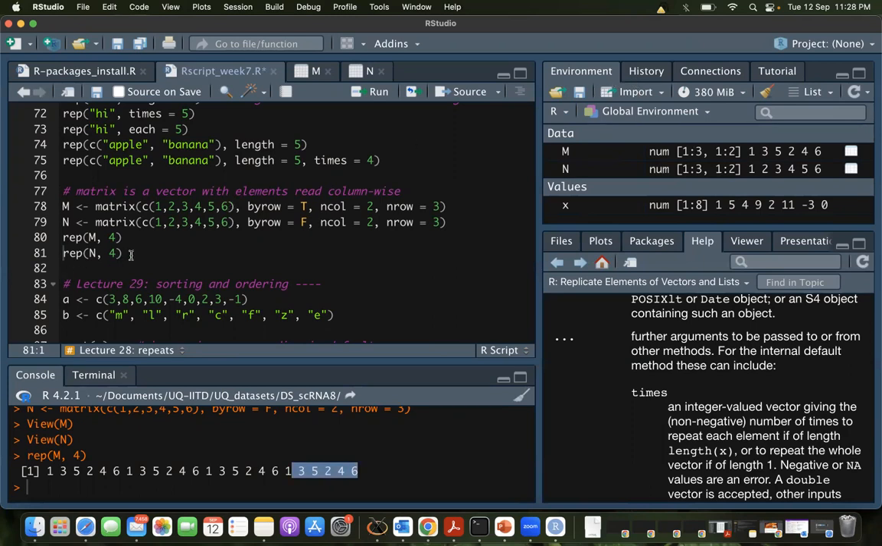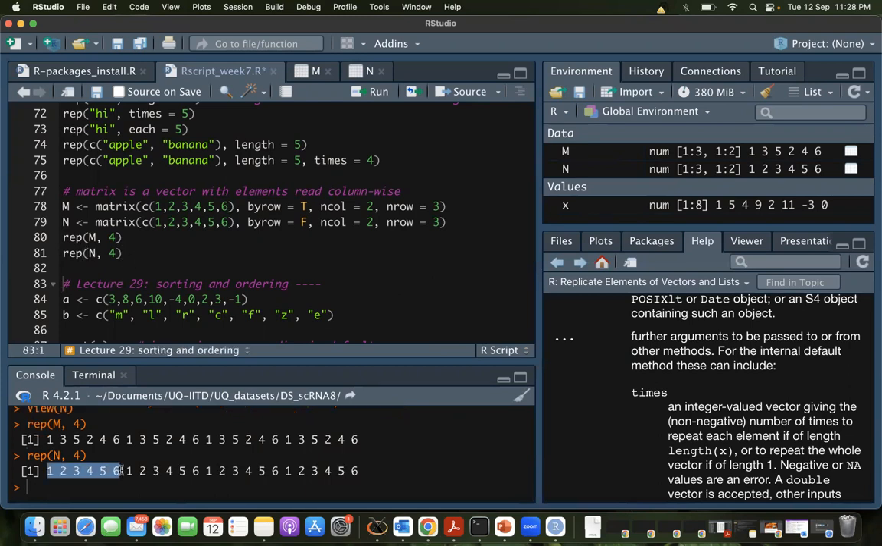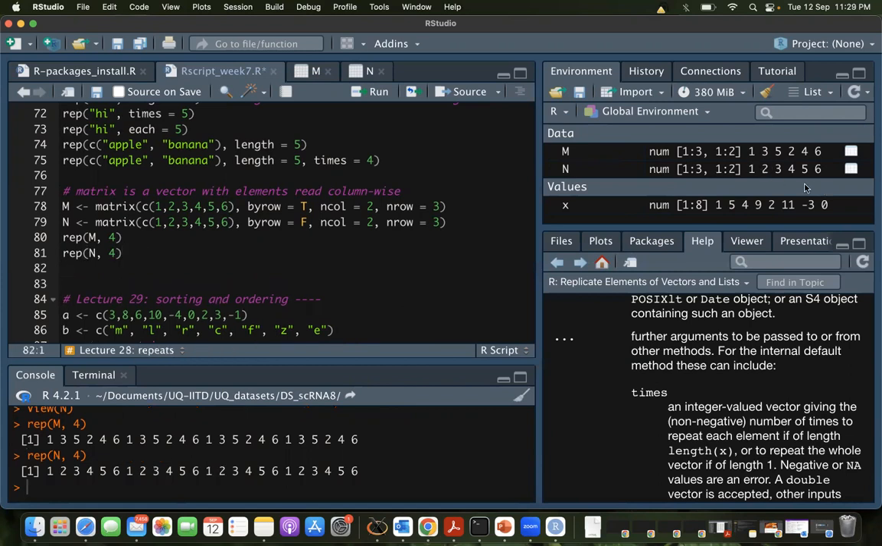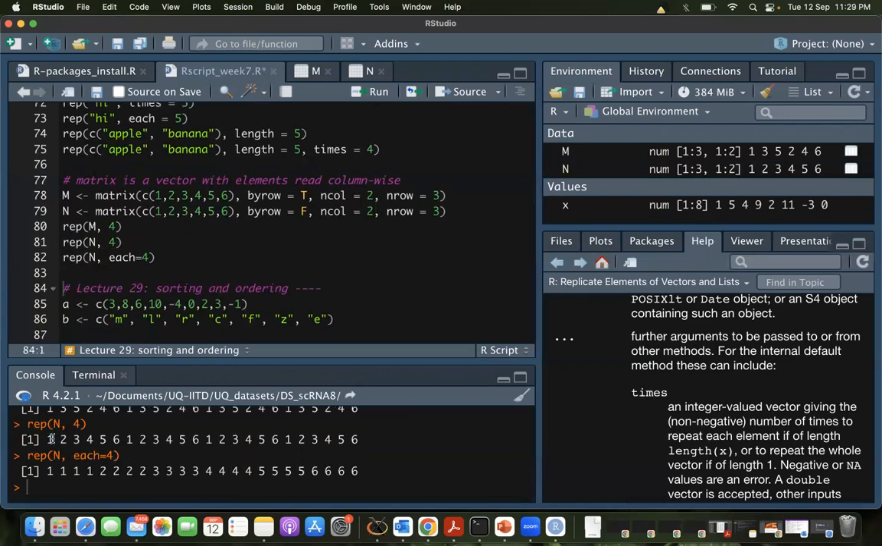I'll just wrap up these 2 things. So again here, it's treating it as a vector, the vector which is written here. And like any other case, you can also do each. each equals 4 is just going to repeat 1 four times, and then the next element, and so on. Okay. So now I'll just write rbind and cbind.